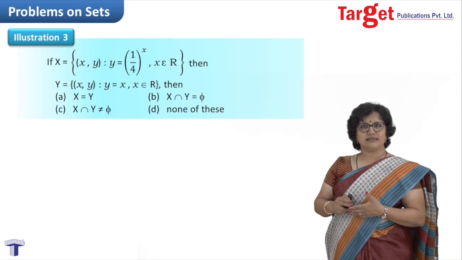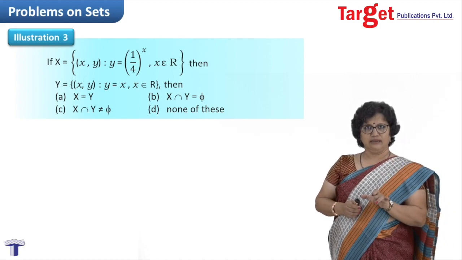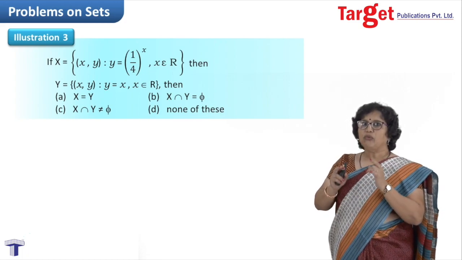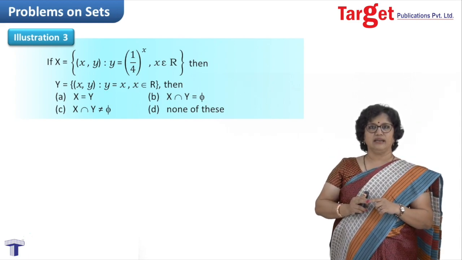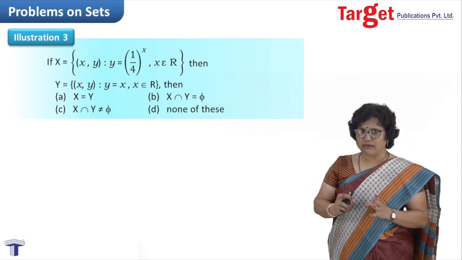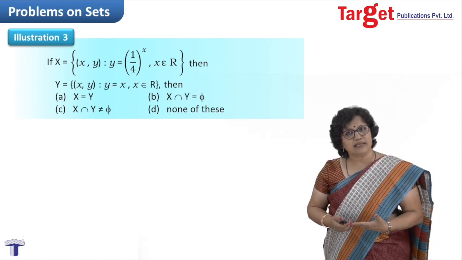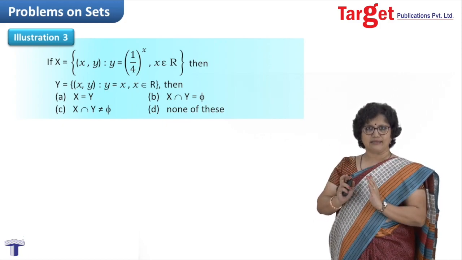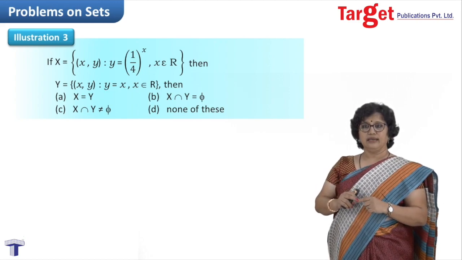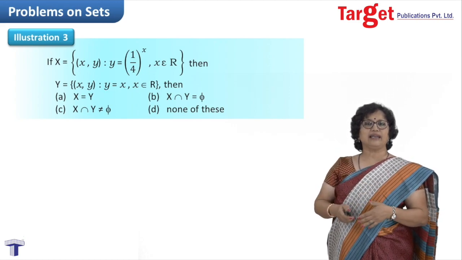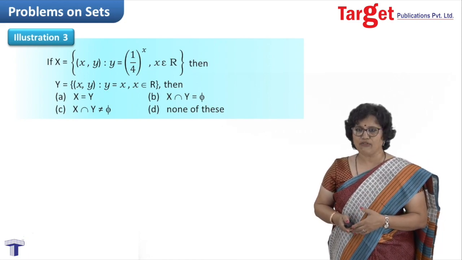Set capital X is defined as the set of (x, y), where the second number y is described as (1/4) raised to x. Now this is something different. We will have to again write set X separately. Set Y is described as the set of (x, y) pairs, but which type of pairs? The ones which satisfy y equal to x. And then again 4 options are regarding X equal to Y, or X intersection Y, etc. Which of them is correct? That we have to answer.